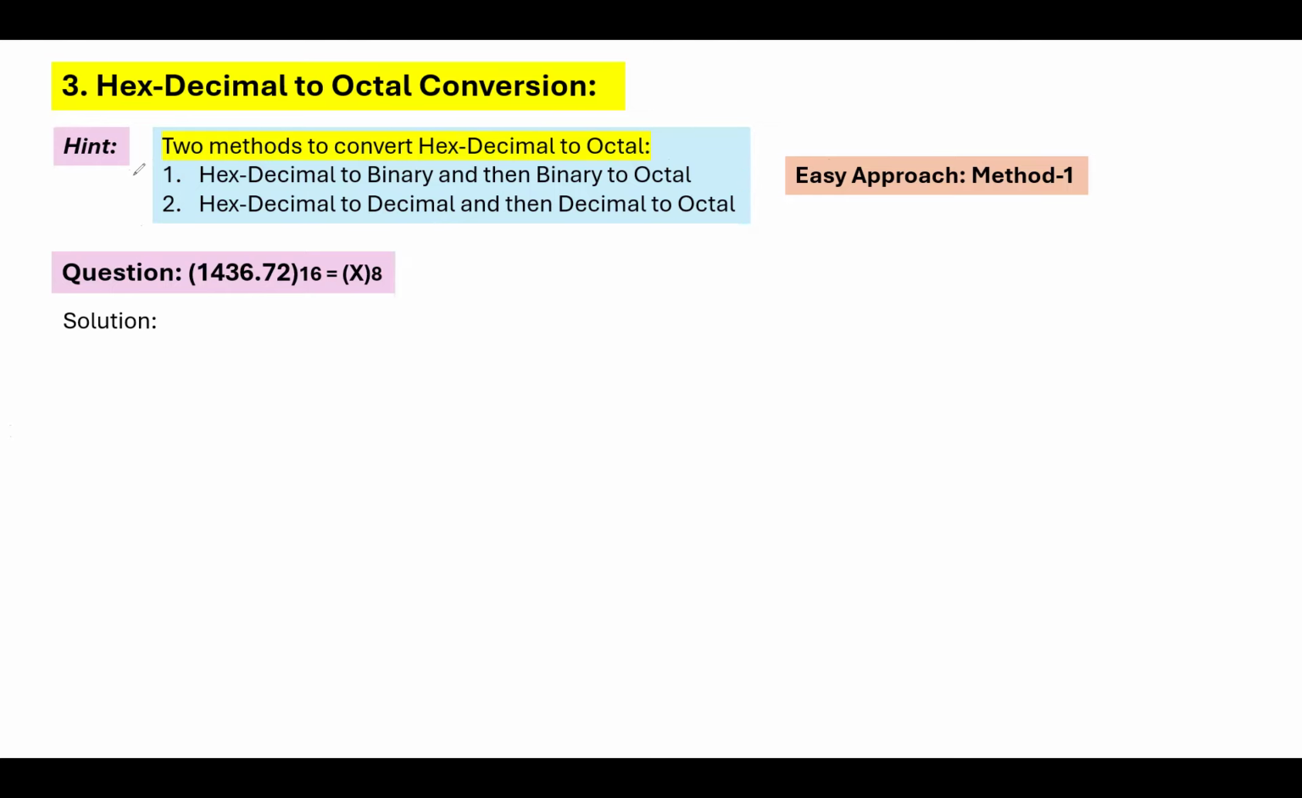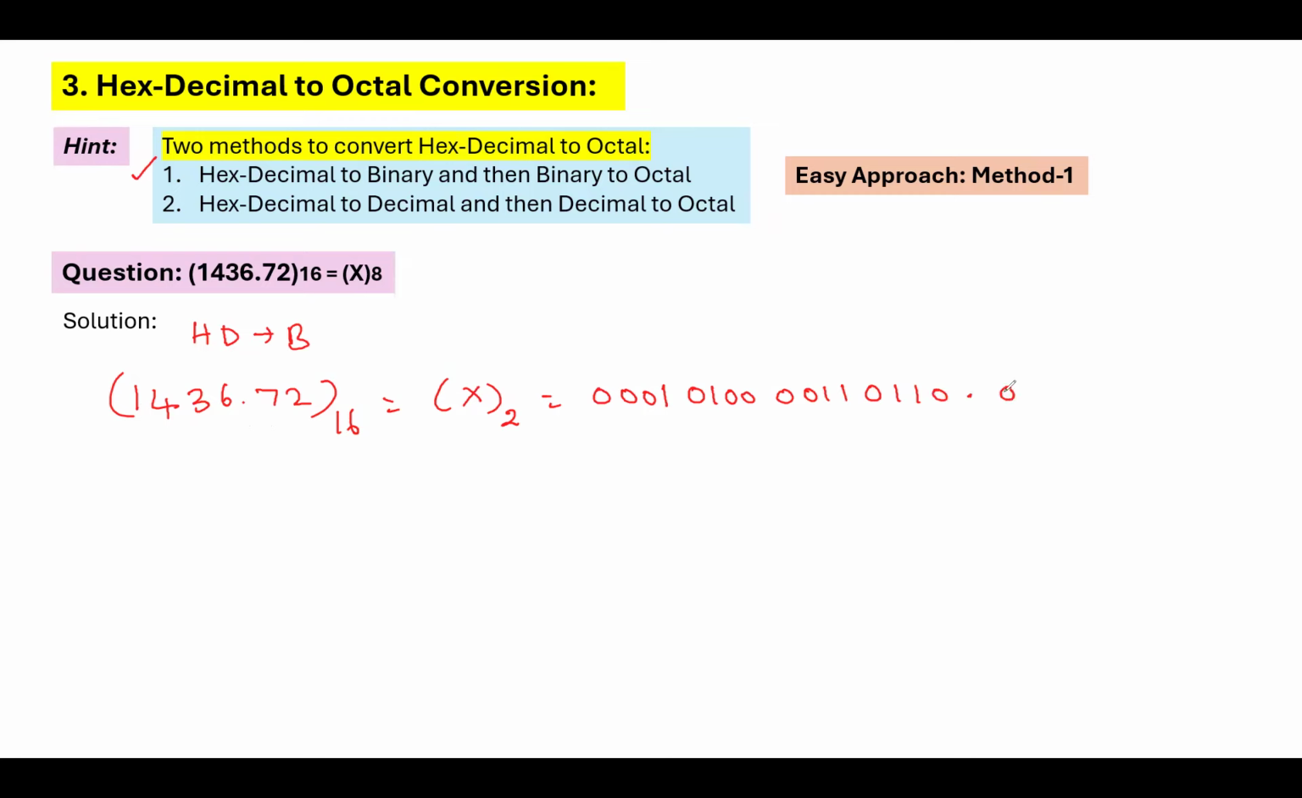In this first method, first we should convert hexadecimal to binary. This is our hexadecimal number 1436.72. First we should write this hexadecimal into binary. For 1 using 4 bits we should write the binary 0001. 4 means 0100, 3 means 0011, 6 means 0110, 7 means 0111, 2 means 0010. This is our binary. The second step is this binary to octal.